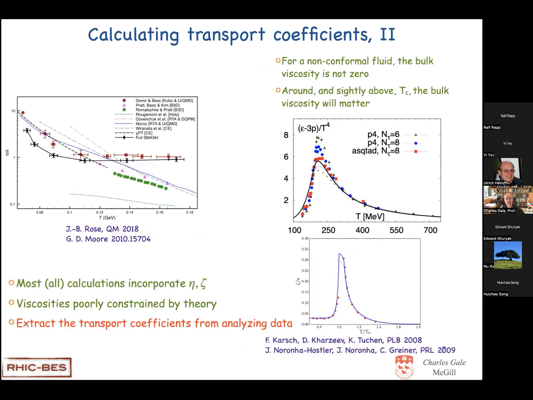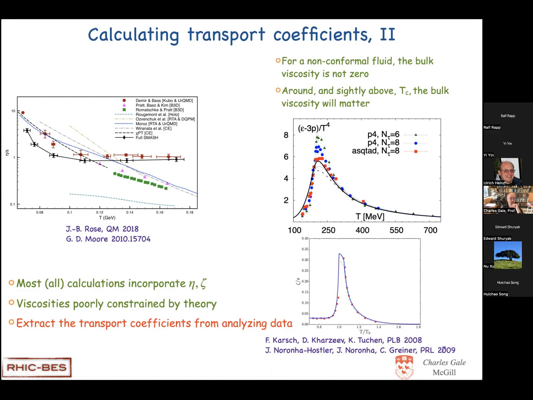A lot of excitement. Let's try and calculate those, part two. On the left side of the screen, you see a compendium of several calculations. So you see calculations using UrQMD, these are the dots here. Calculations using SMASH. Calculation using holography techniques, calculation using transport theory, calculation using chiral perturbation theory, calculation using the Boltzmann equation. And the message you get from this is that the answers you get are quite different depending on the technique.